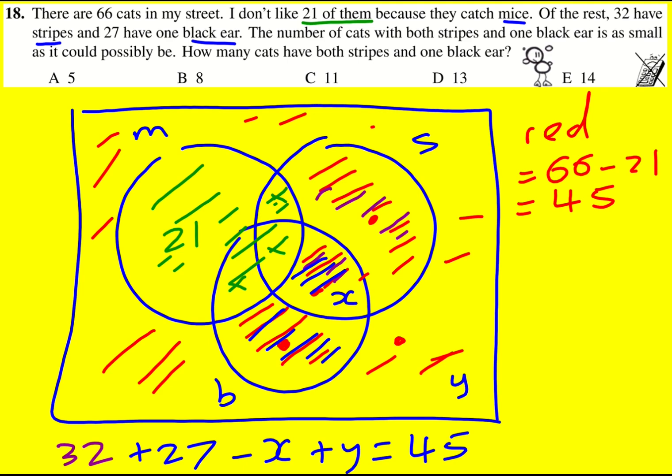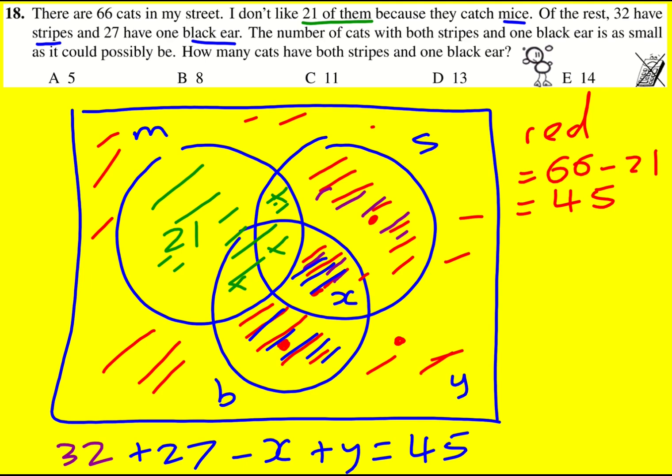I just want to pause a moment and explain what's happened again. So 66 cats. I don't like 21 of them because they catch mice. Of the rest, which is 45 of them, 32 have stripes and 27 have one black ear. So the rest is this remaining bit, and I've just said, hey, this is 21. I don't know how exactly it's configured, but that is dealt with. And then we've got 32 plus 27, but I've double counted, so I need to minus the x, plus y, the ones that have none of these traits, must equal 45.